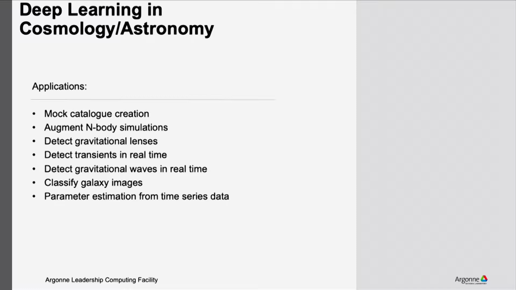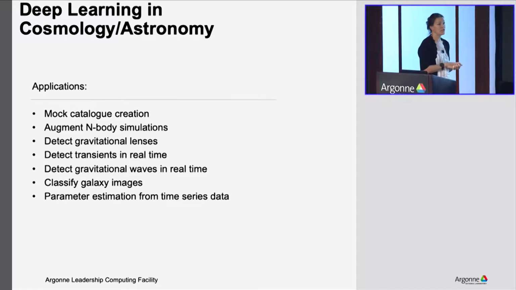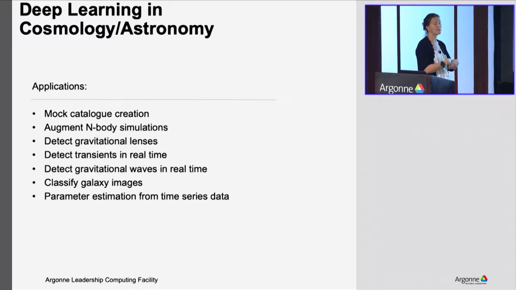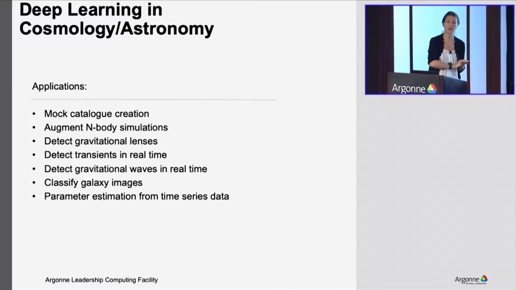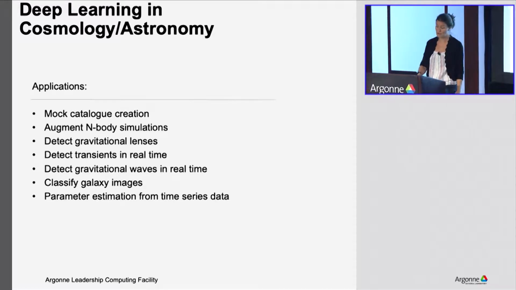So where are we seeing deep learning in cosmology and astronomy? We're seeing it in mock catalog creation, right? We need to create mock catalogs so we can give them to the different working groups and they can test out their models, right? They can test out the different theories on that data set. We're seeing it to augment N-body simulations. So people run very large N-body simulations where you're simulating the entire universe from a very, very early time until today, and hoping that you can replicate the distribution of galaxies that we see on very large scales. We're seeing deep learning to detect gravitational lenses in images. We're seeing it to detect gravitational waves in real time, to classify galaxy images, and to do parameter estimation from time series data. So these last three are what I'm going to talk about a little bit today.